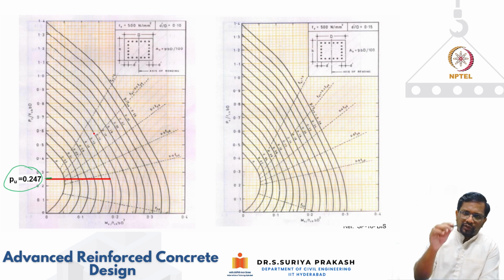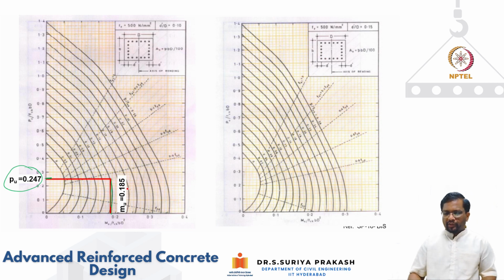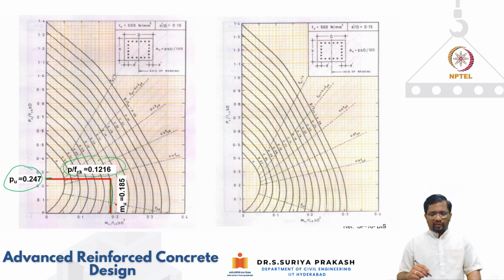Here we have to see P by fck of 0.12 or so, right? If you do that, we are somewhere here. So that's why we are going down here, and then we are getting a demand as 0.185. Similarly, I do the same exercise. Because this P by fck was given to you, this curve's limit is given. For that, my Mu by fck b d square is 0.185.